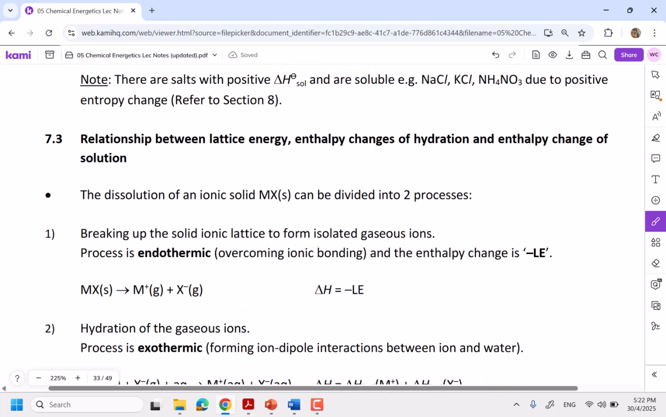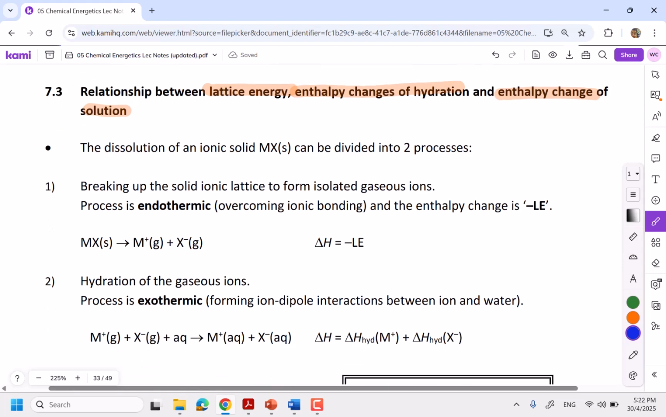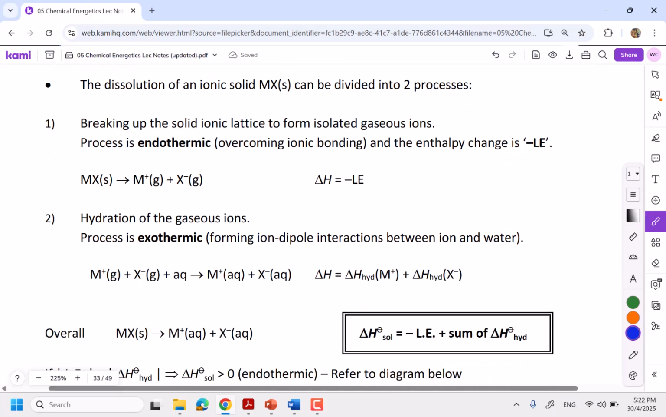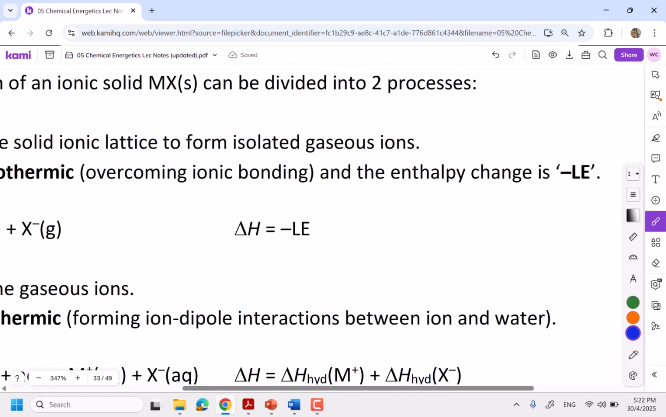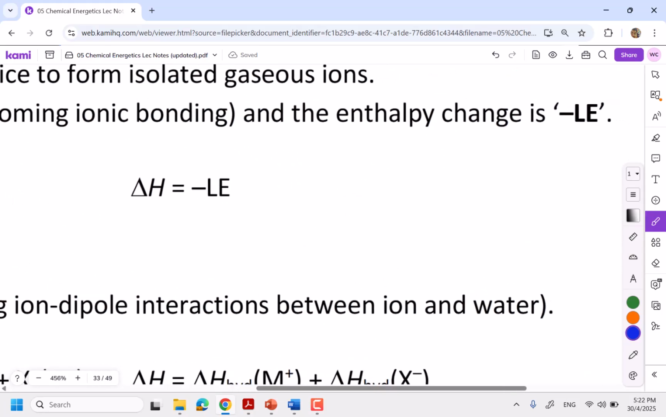Okay, 7.3 here, relationship between lattice energy, enthalpy change of hydration, and enthalpy change of solution. This is quite important, but again, my advice is do not memorize it without understanding what's going on. So I'll just follow through, and then you see whether you can understand. Quite a lot of things are mentioned here, so maybe I can just highlight this in a cycle so that when you read through the notes it's not so confusing.